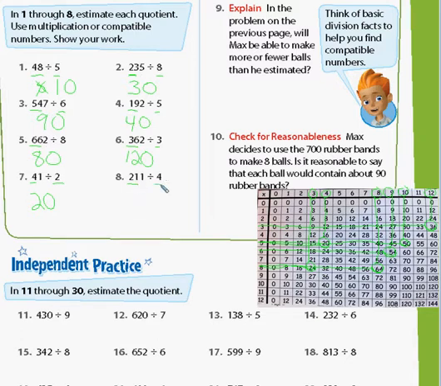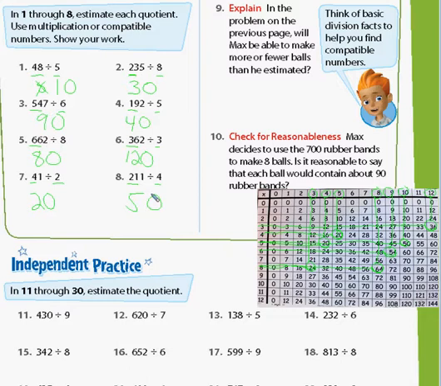21 divided by 4. I go to my multiplication chart. I follow it over until I find a number close to 21. And 20 is really close to 21. So 4 goes in 21 about 5 times. Then I have one more place value there. That's 50.